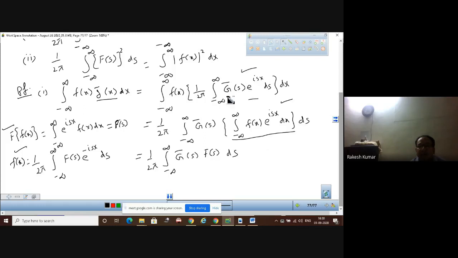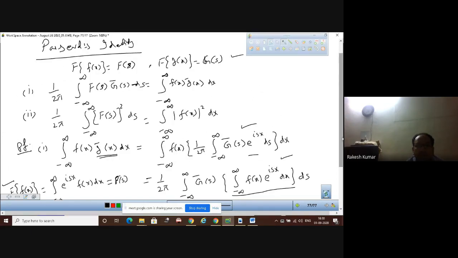Otherwise, in the definition of inversion, we always take minus iota s. I am repeating again because this is a bar function, g bar s, and we are writing down the inversion formula of a conjugate function. The complex conjugate of minus iota will be plus iota. That is why this has been written here. So this is the result. You see the first part has been proved over here.